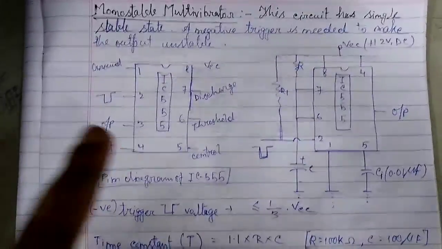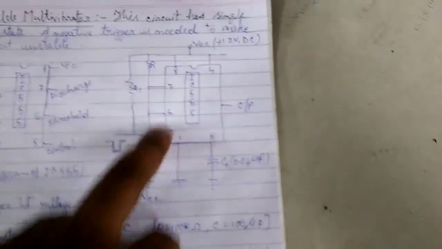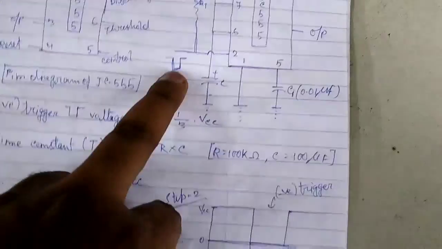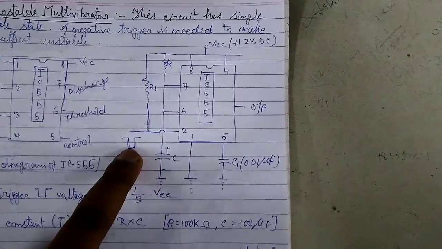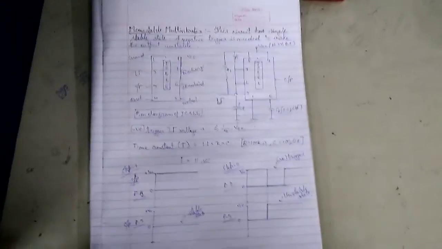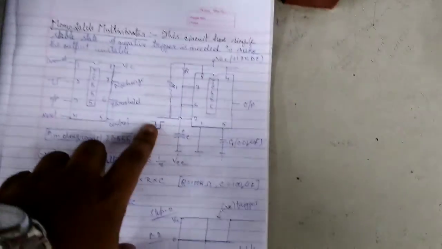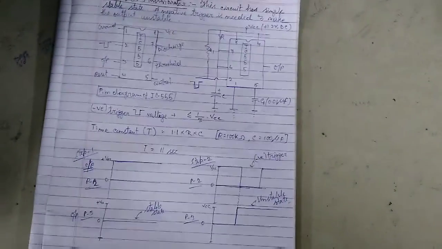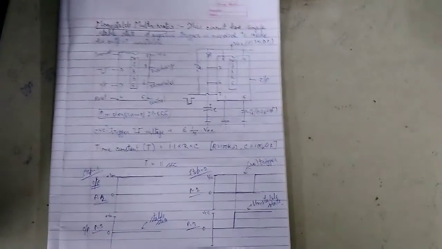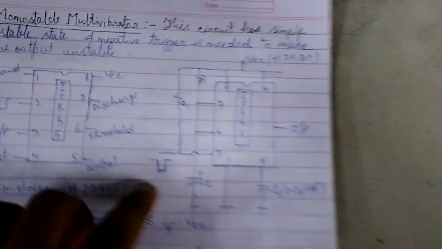So this is the pin diagram of IC555 and this is the circuit diagram of monostable multivibrator. This symbol is for negative triggering. We need a negative triggering in this circuit to make the output unstable, and this is the symbol of negative triggering. So what is negative triggering? Negative triggering is applying some voltage lower than the initial voltage.